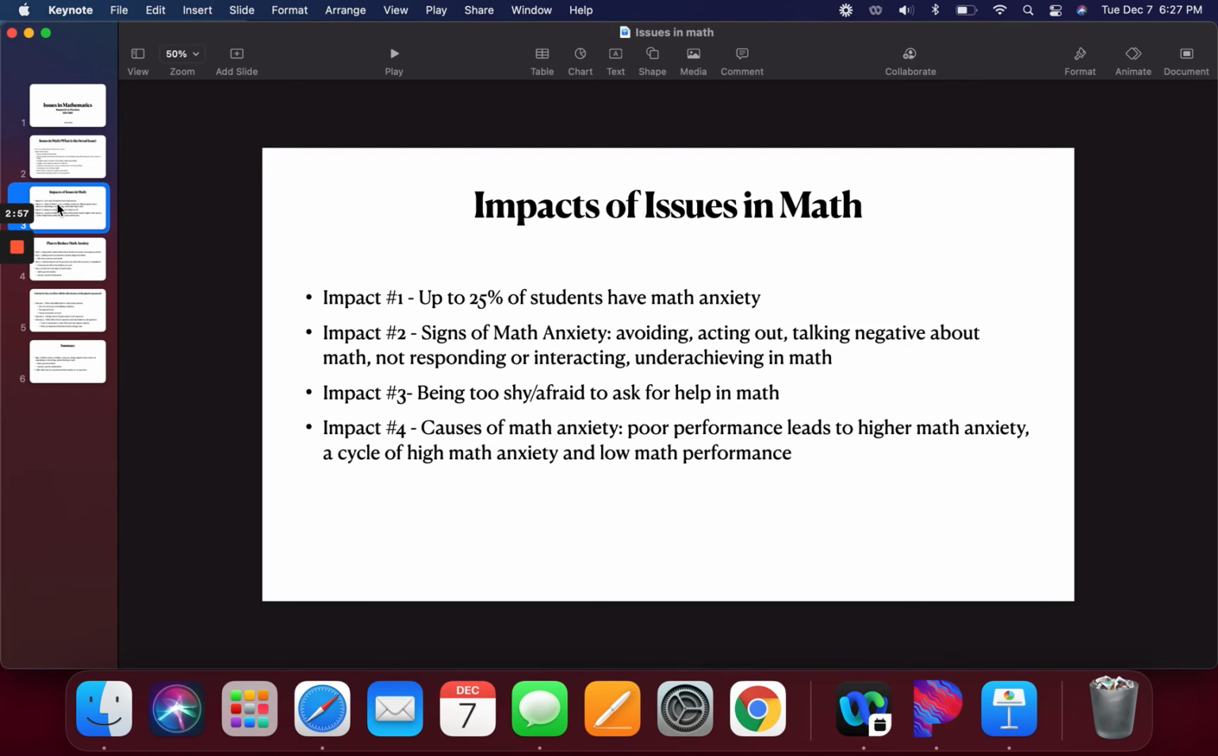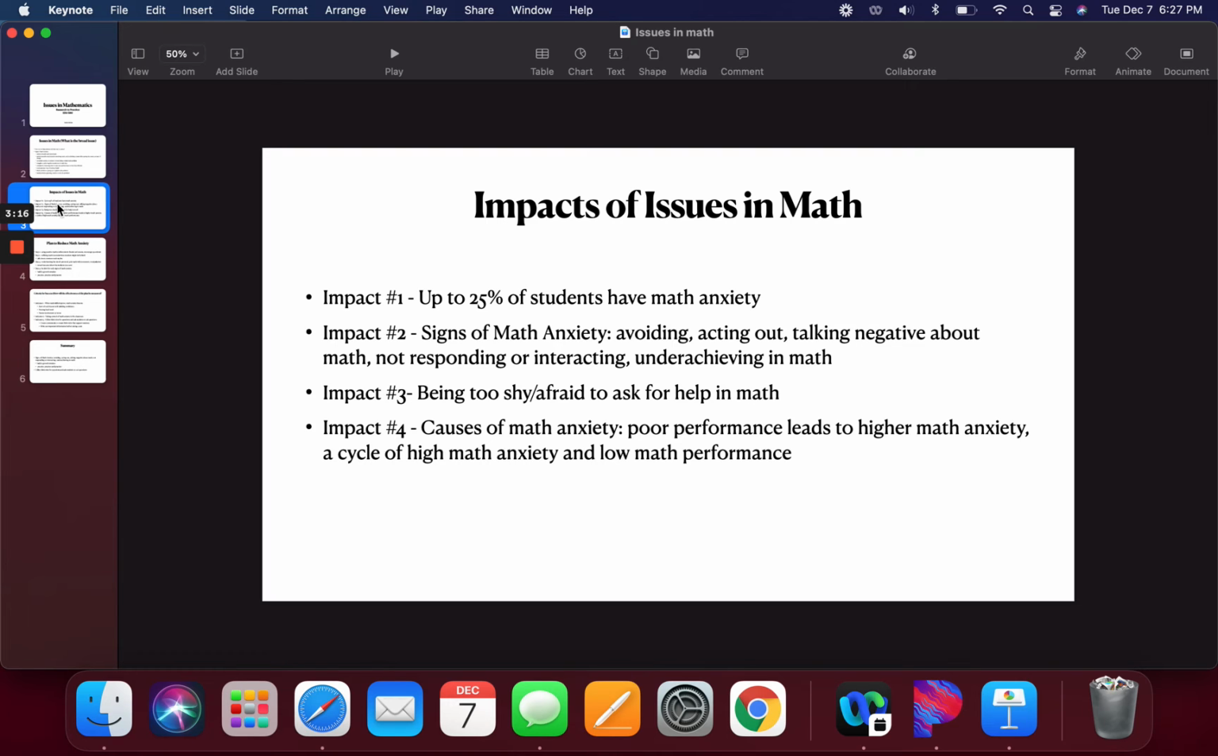Impact number 3, being too shy or too afraid to ask for help in math. A student might be too shy or too nervous to ask for help during the math period, and then time passes and the student ends up not asking the teacher for any help at all.